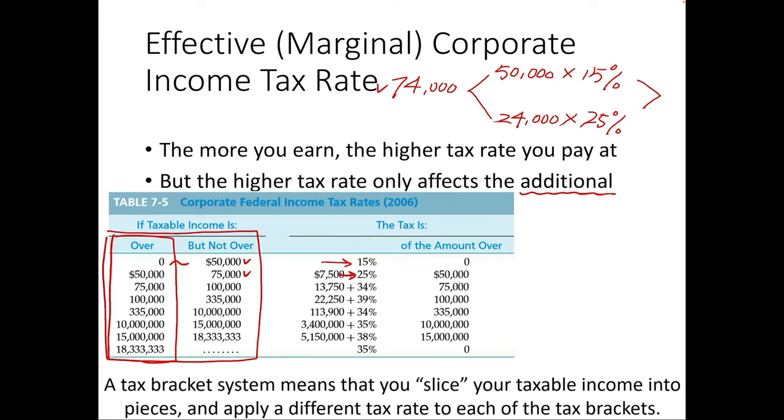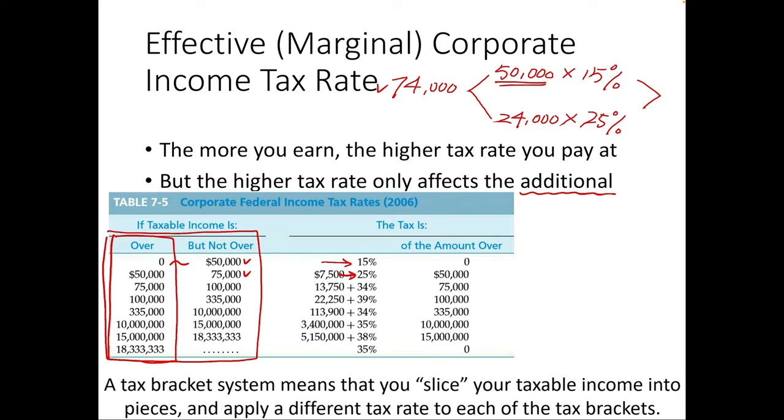This is exactly what I said. So you earn 74,000 a year maybe, and this number is bigger than 50,000, right? But lower than 75,000. So how do you calculate your income tax? First, you need to fill the 50,000 bracket. So for the first 50,000, the tax rate is 15%, okay? So you need to multiply the 50,000 by 15%.